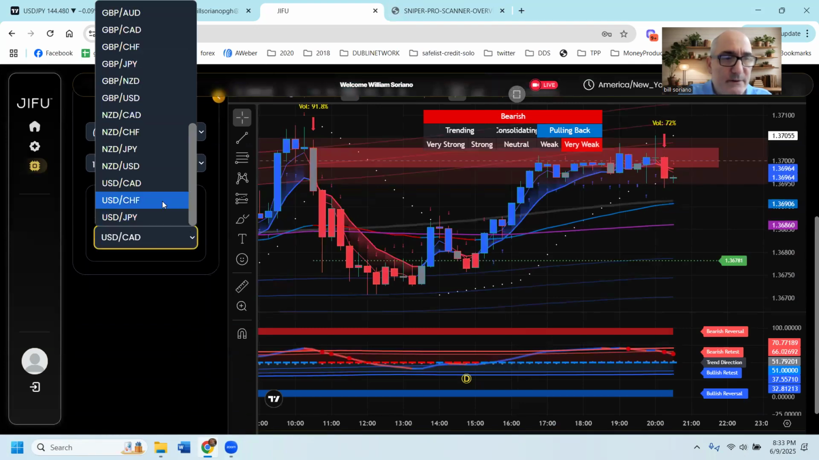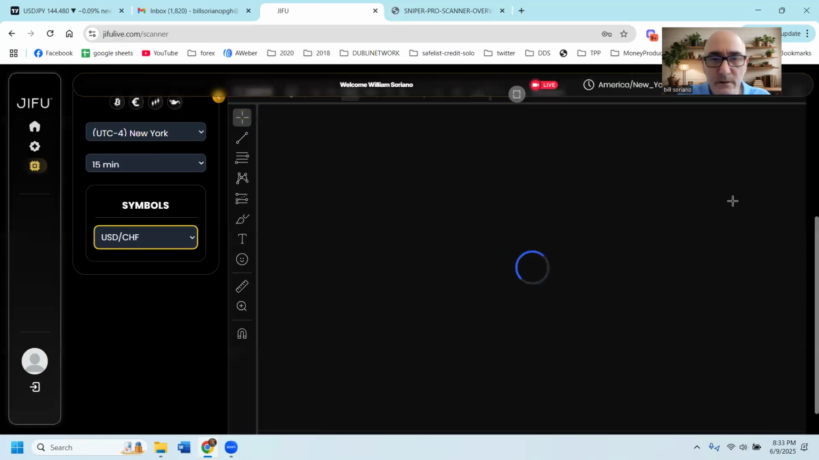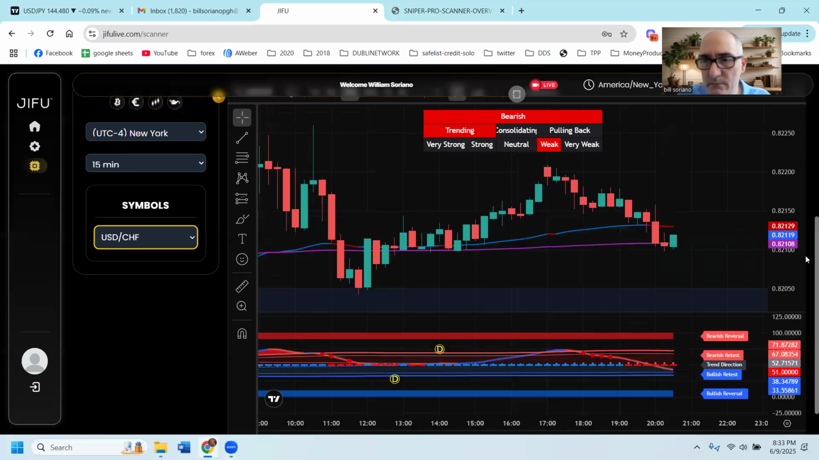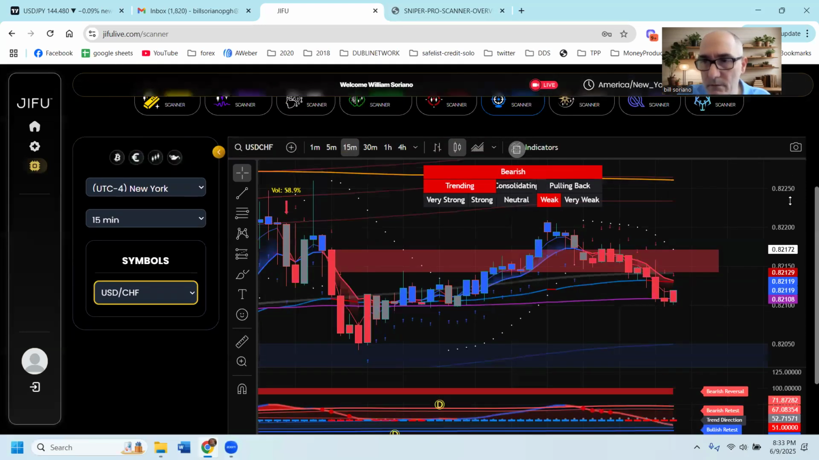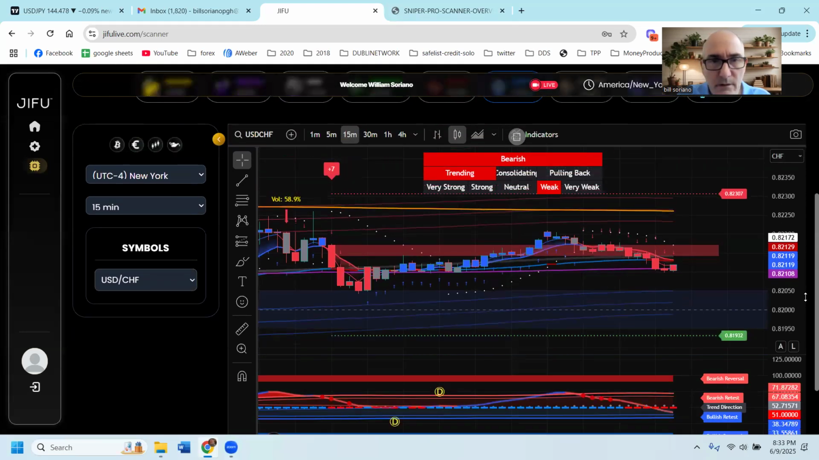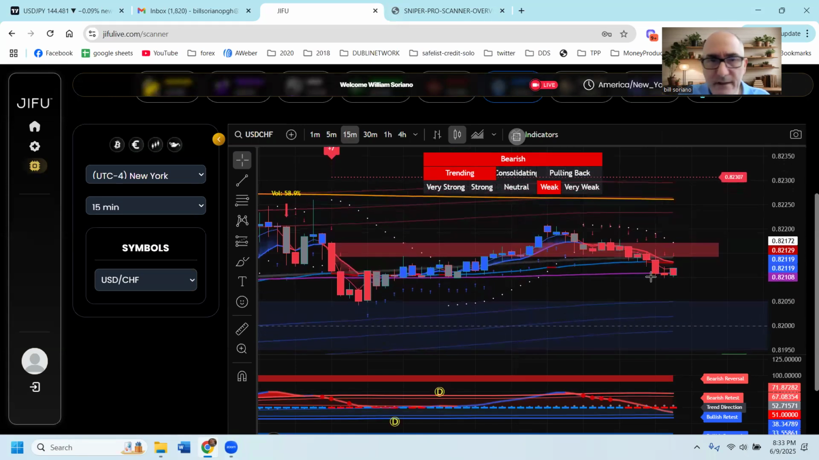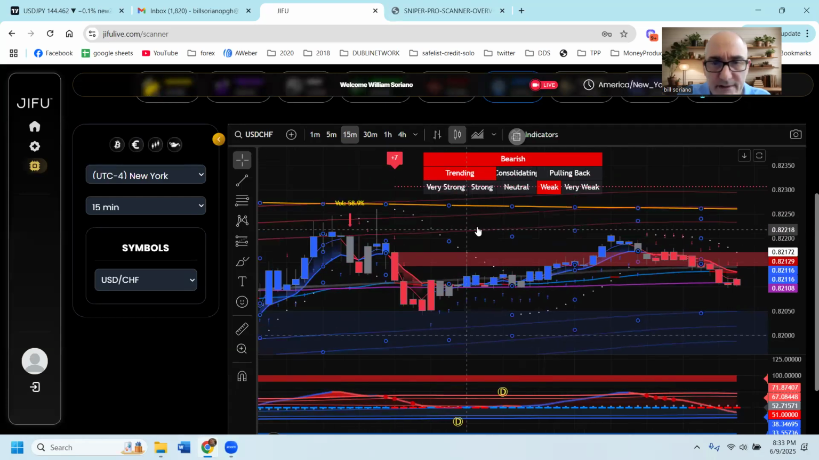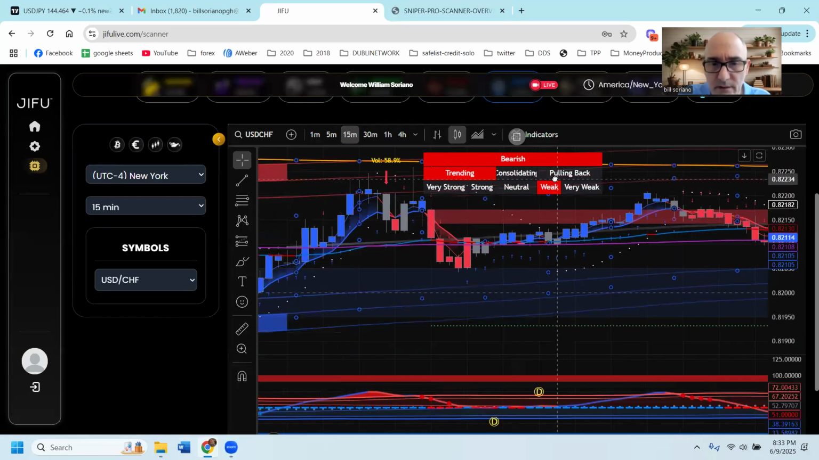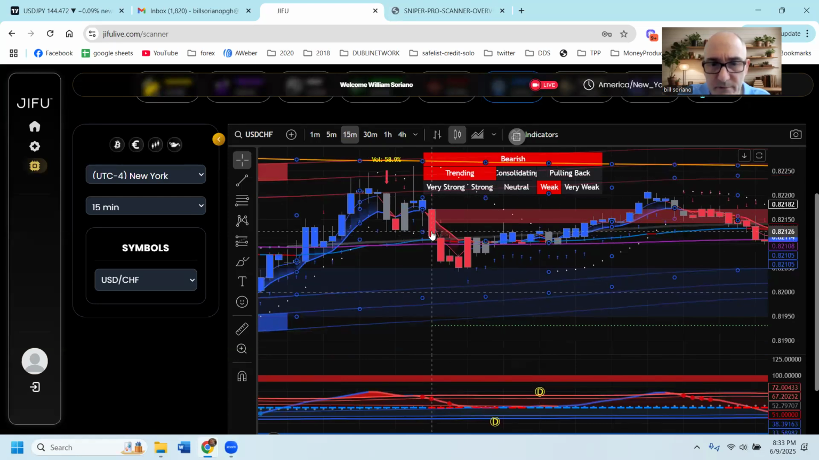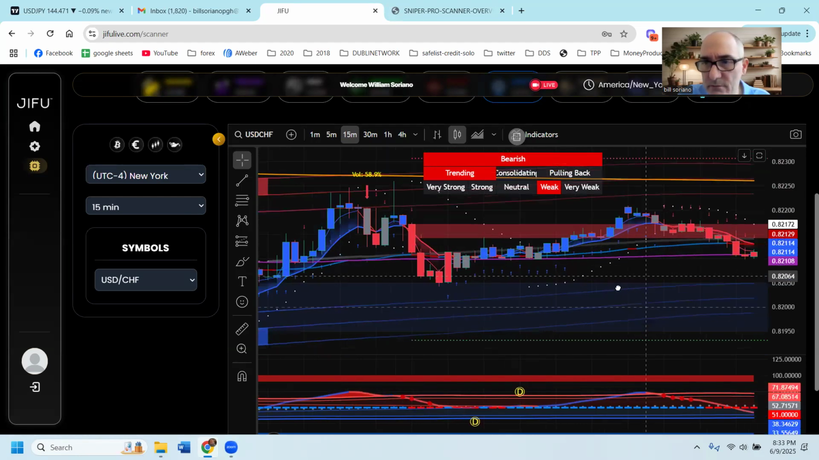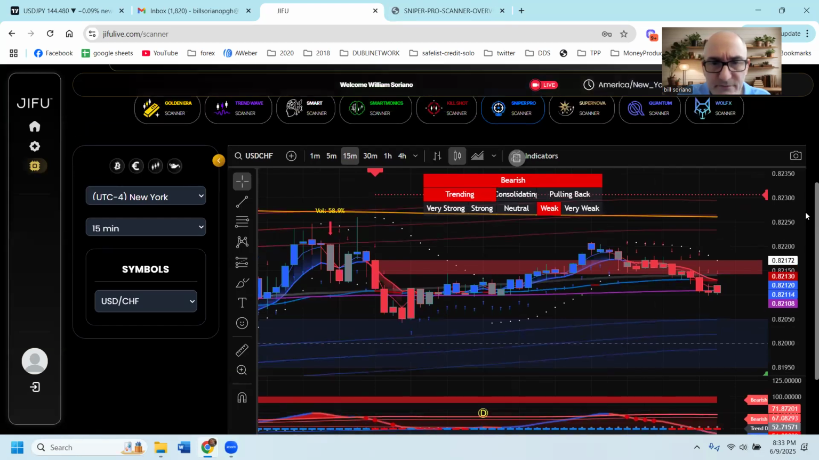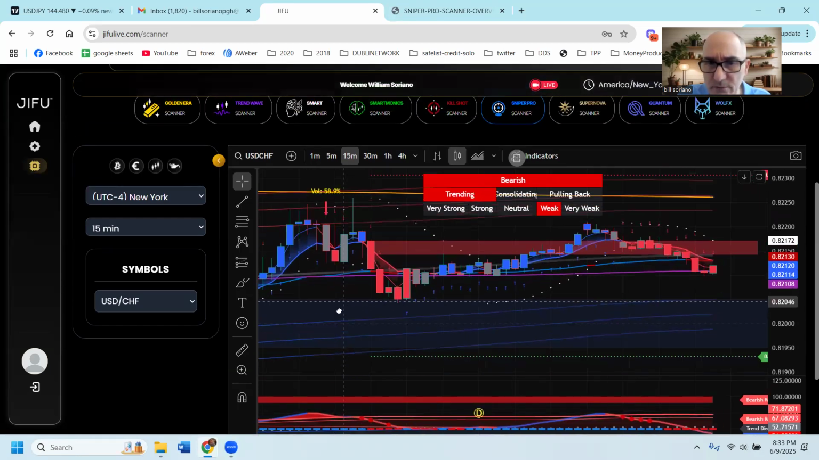Next one is USD CHF. Same thing here. Over here, we have a +7 scorecard candle. It's a red candle with a red sniper arrow. And the sniper layer is bearish. So it would be safe to take the trade off of that candle.